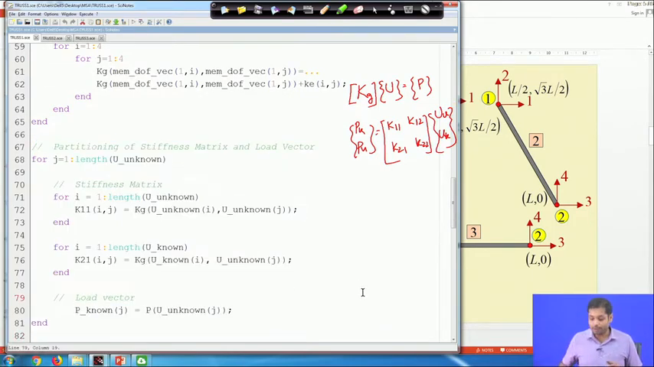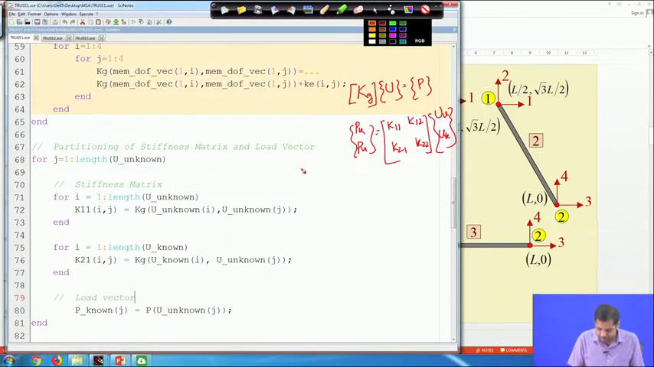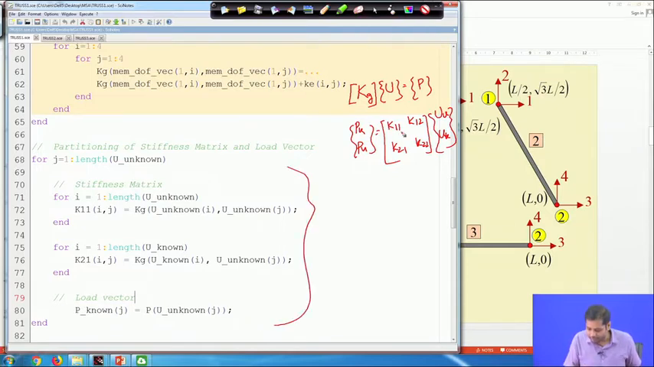Now, not only the partitioning of the stiffness matrix, you have to correspondingly partition the load vector as well. So this entire loop calculates K11, which is K11 here, and K21, K21 here. And then P known is calculated. P unknown is not required. So these three things are calculated in this loop.